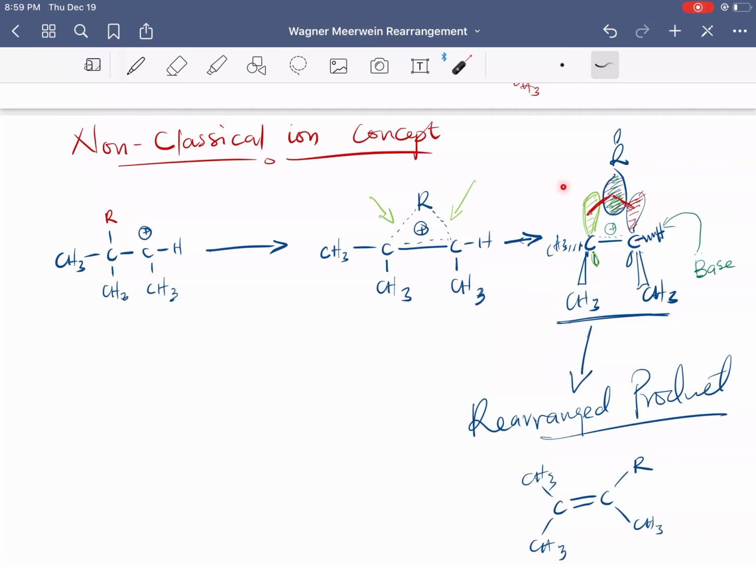So this here is sp3 hybridized orbital of this carbon. This one here is sp3 hybridized orbital of this carbon here. And then this here is sp3 hybridized orbital of the carbon in the R group. So we have a net positive charge localized in the partial three-membered ring. So a base comes in, abstracts the proton, electrons in this bond here are localized in here, and we have a rearranged product.